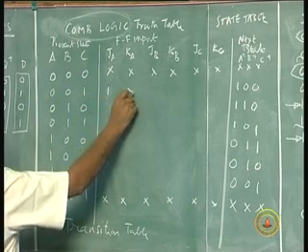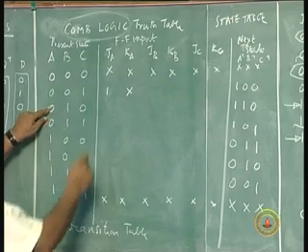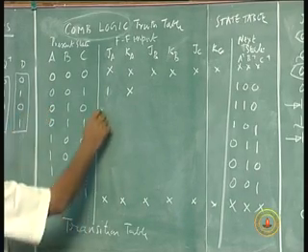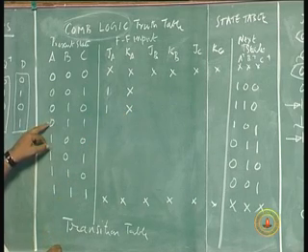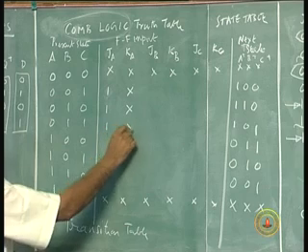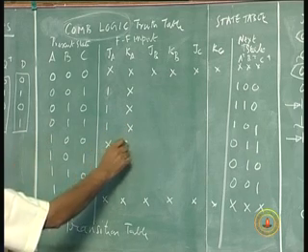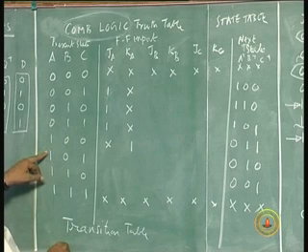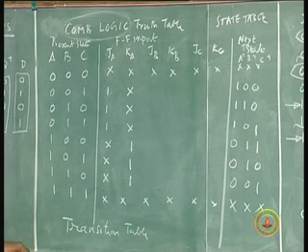1, do not care. 0 to 1, 1 do not care. 0 to 1, 1 do not care. 0 to 1, again 1 do not care. 1 to 0, do not care 1. 1 to 0, do not care 1. This is for JKA.